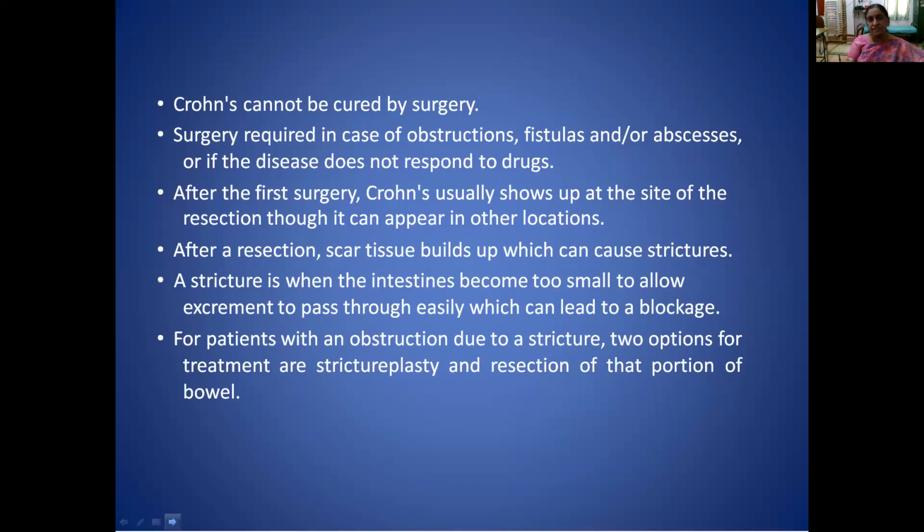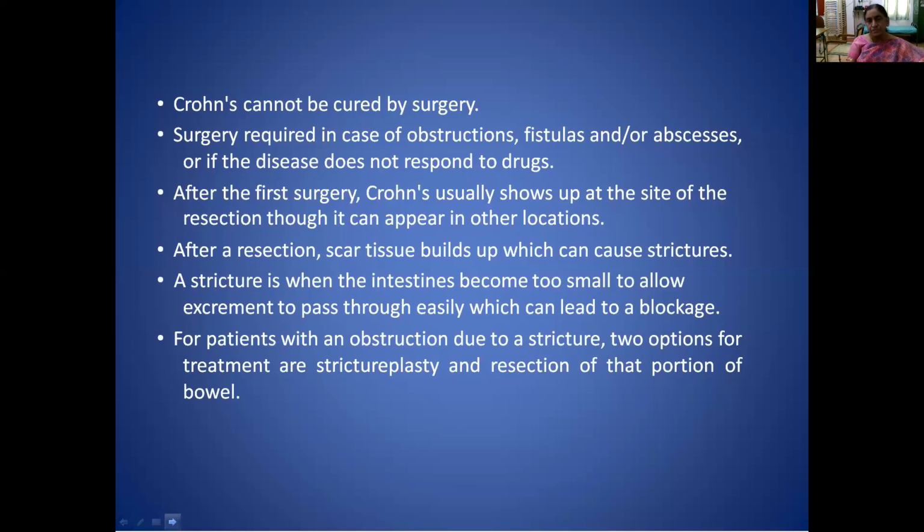After the first surgery, Crohn's usually shows up at the site of the resection, though it can appear in other localities. After a resection, scar tissue builds up, which can cause strictures. A stricture is when the intestine becomes too narrow to allow the excrement to pass through easily, which can lead to obstruction. So these are the complications with surgery: recurrence at the site itself, recurrence at other locations, or strictures resulting in intestinal obstruction.